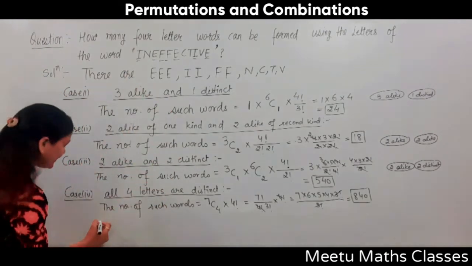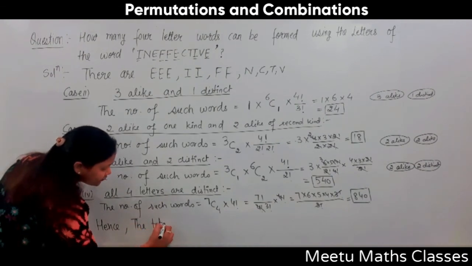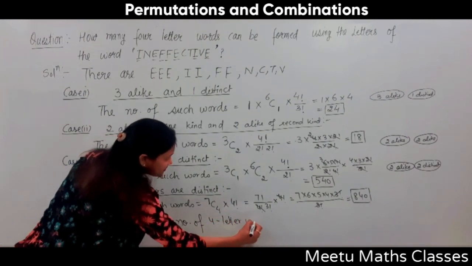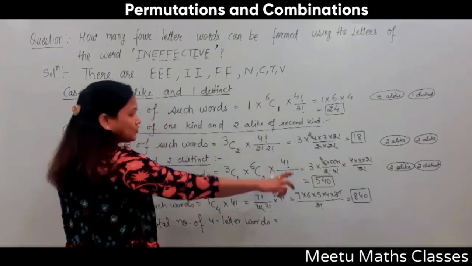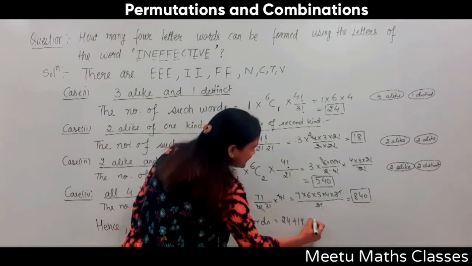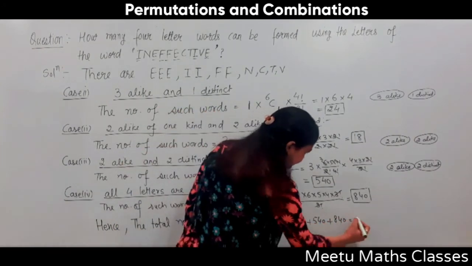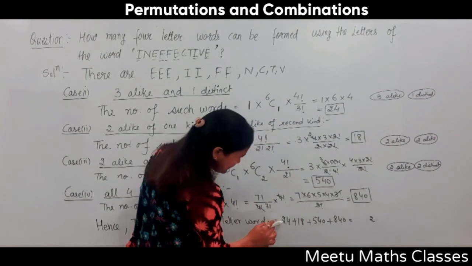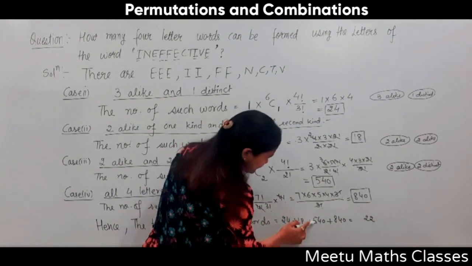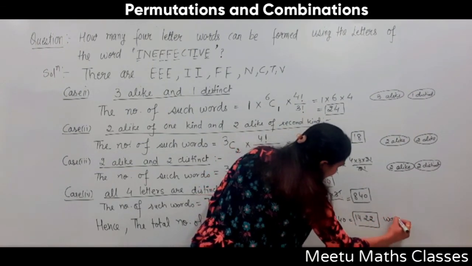So the total number of 4-letter words will be: we are going to add all these 4 options, 24 plus 18 plus 540 plus 840, and that will be equal to 1422. So 1422 such words are possible.